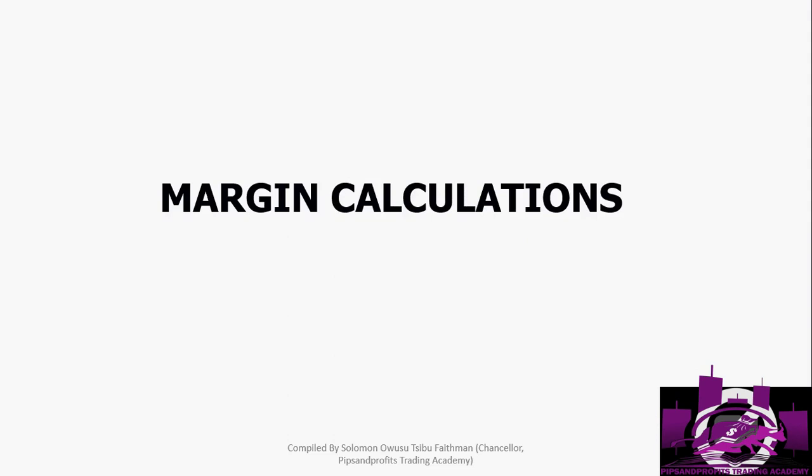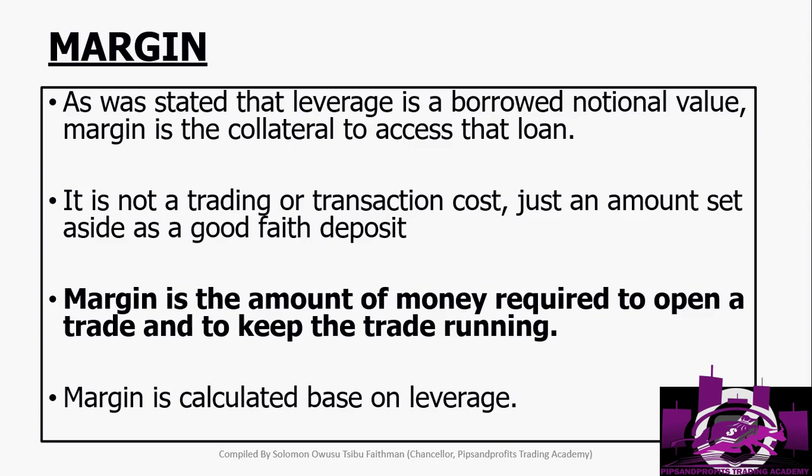Okay. Let's continue. And then I answered all your questions. And then we moved on to margin calculations. So we said, as was stated, that leverage is a borrowed notional value. Margin is a collateral to access that loan.